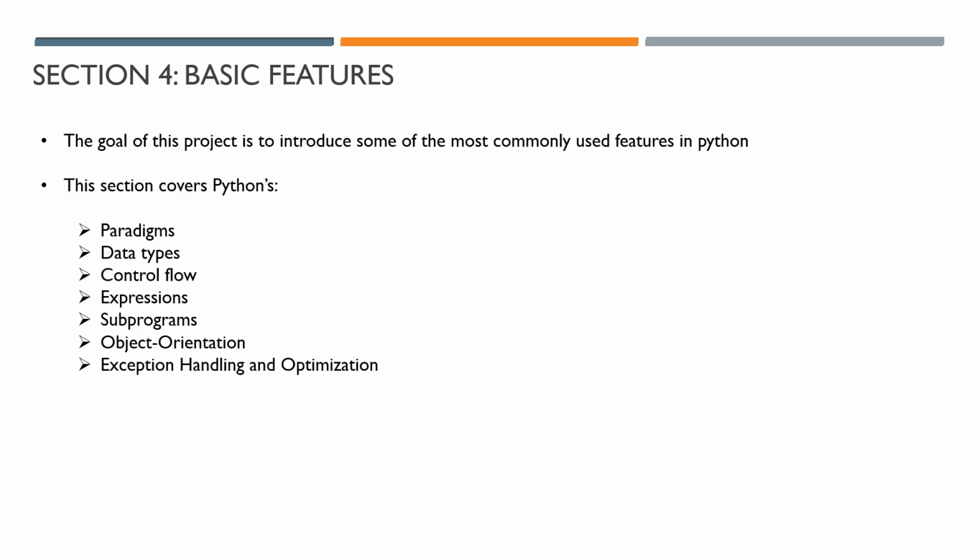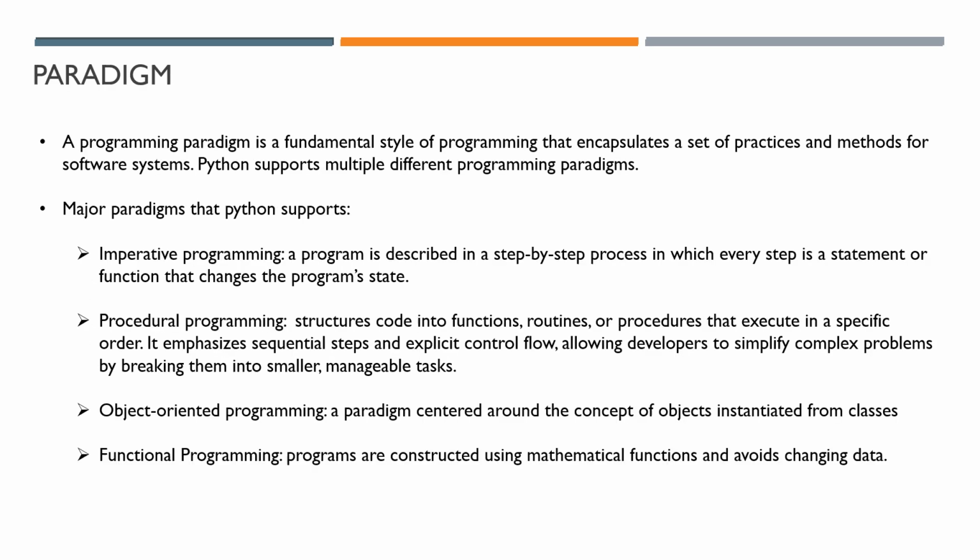The goal of this next section is to provide some commonly used features in Python. This section will cover paradigms, data types, control flow, expressions, subprograms, object orientation, and exception handling and optimization.